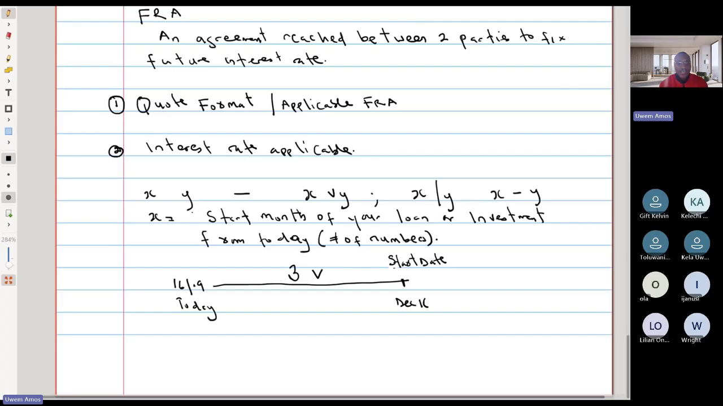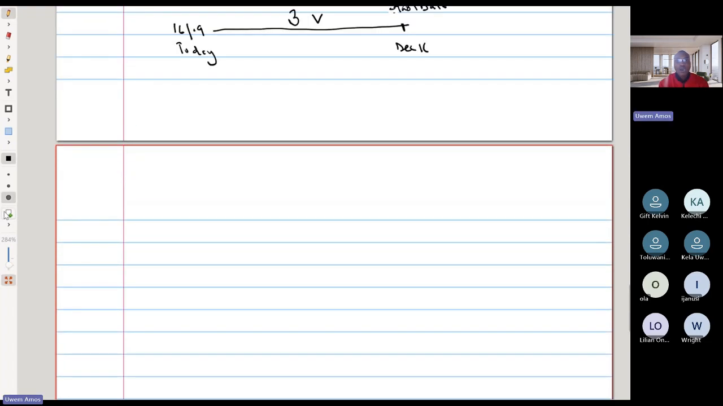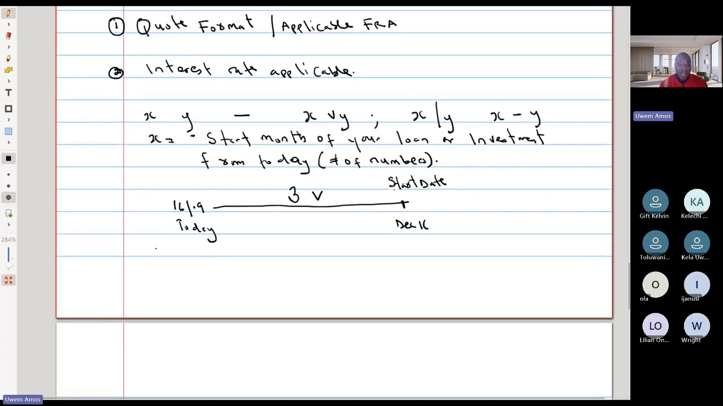V word, which is the Y. Now let's define the Y. The Y, or whatever happens, so they could use V, they could use X, they could just use dash like I mentioned. So what is our Y? Our Y is the start month plus tenor or duration of the loan or investment.